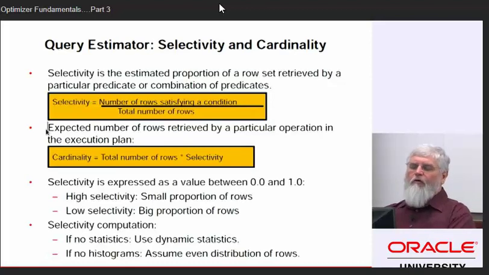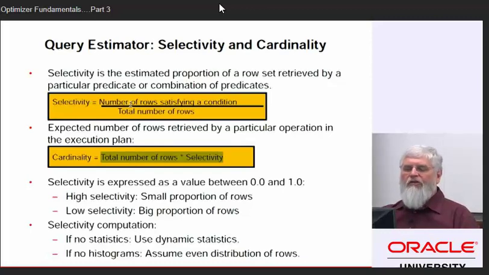Cardinality equals the total number of rows in a row source, or, if we're at the bottom of the tree looking at a table, the total rows in the table, times the selectivity of the predicate. Okay? If we have an accurate, exact calculation of selectivity, you can go back and forth. But generally, we don't have an absolutely accurate value. We use an estimate in a lot of cases.